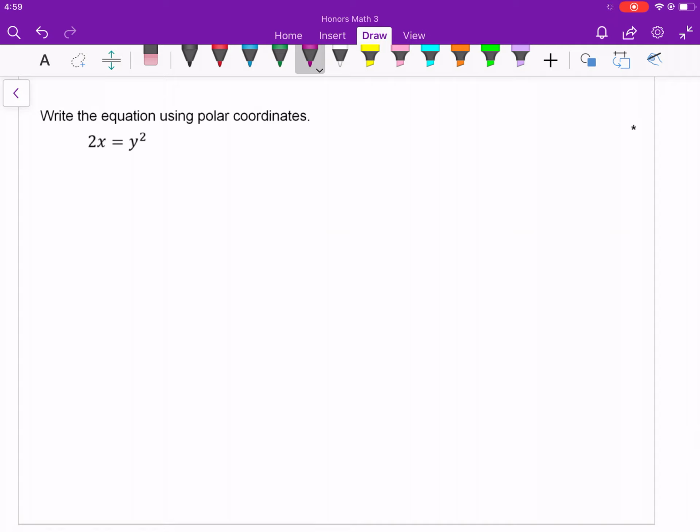So I love converting to polar coordinates in these equations. Same idea here. So x is our r cosine of theta, y is our r sine of theta. So we're just going to go ahead and do substitution. I'm going to put r cosine theta in for x and r sine of theta in for y. So we've got 2 times r cosine of theta, and that's equal to r sine of theta quantity squared. So this is 2r cosine of theta equals r squared sine squared of theta.